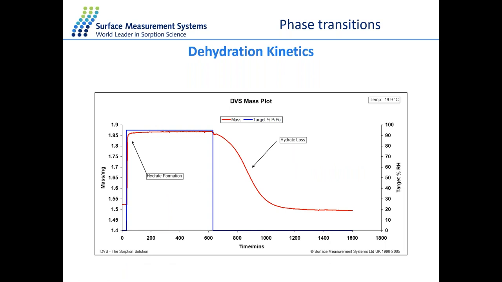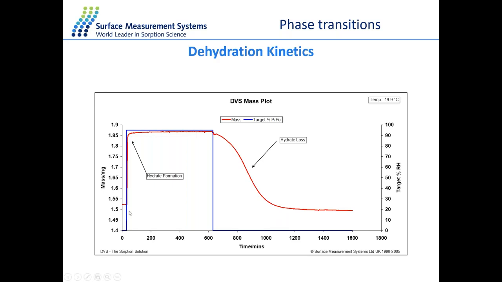A simpler study that we can do is a pure drying kinetic curve. This is from a hydrate point of view. We want to know the stability of the hydrate, the reversibility of the hydrate, and how long it takes for the hydrate to go back to the anhydrous form. So this is a very, very basic experiment, very, very simple. We are not doing a full isotherm plot.